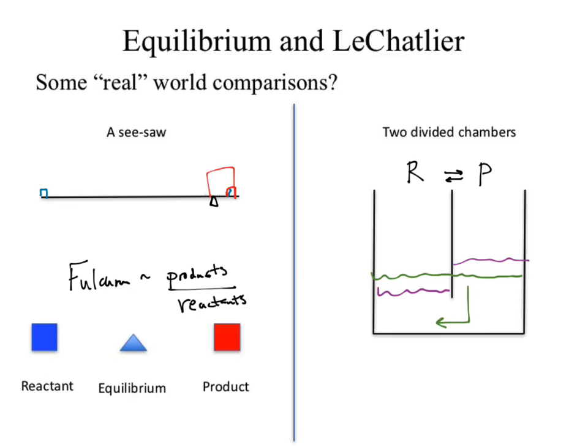Make sense? We could again say, oh, but that means, Mike, doesn't everything equal 1-to-1? Everything has to be equal amounts on both sides. Well, not necessarily, because we could change the size of the chamber.